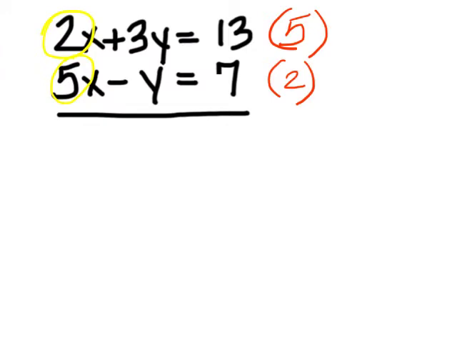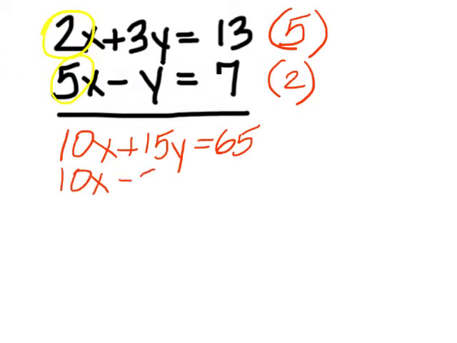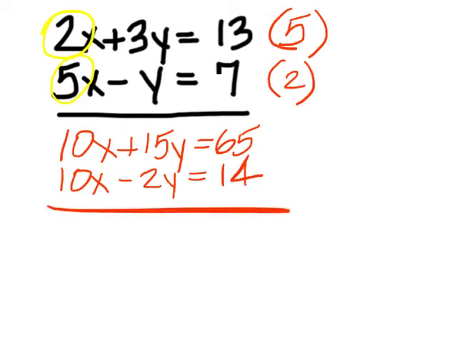On the top, if you multiply through by 5, you have 10x plus 15y equals 65. And on the bottom, when you multiply by 2, you get 10x minus 2y equals 14. Now we're either going to have to add or subtract the two equations. If I add them, then I end up with 20x. 10x plus 10x would be 20x. I want to get rid of them. So I would have to subtract so that they cancel out to 0. 10x minus 10x is 0.